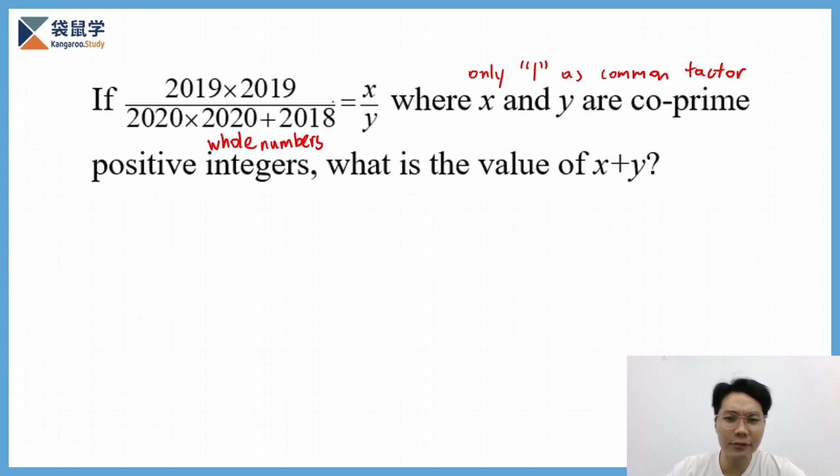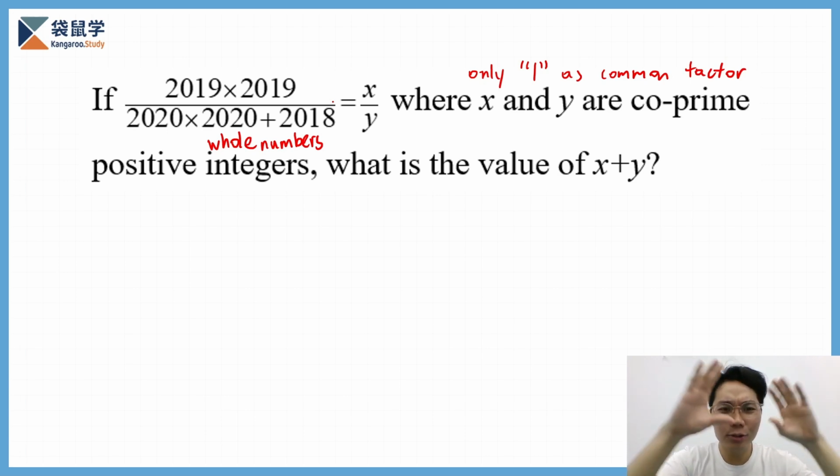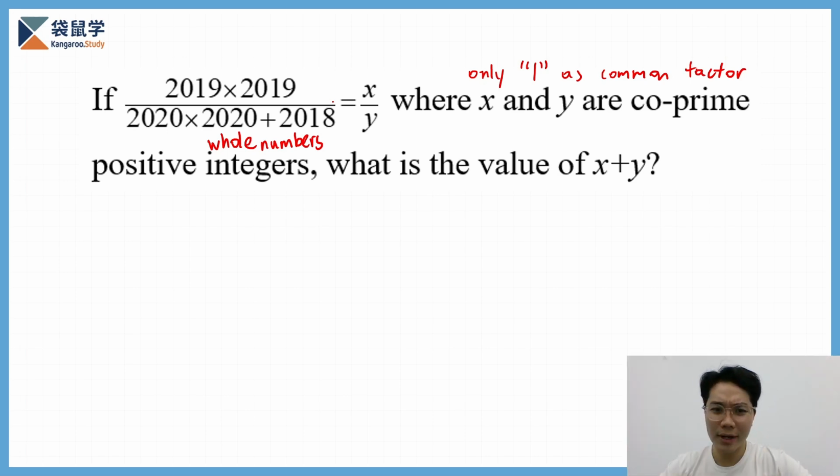So, can you think of the most direct way to solve this question? Of course, we can take 2019 times 2019, and then we take 2020 times 2020, and then we add 2018. And then, we still have to simplify. That's too troublesome. I don't want to do it that way. I'm sure you don't want to, right? So, let's think of another way to solve this question.